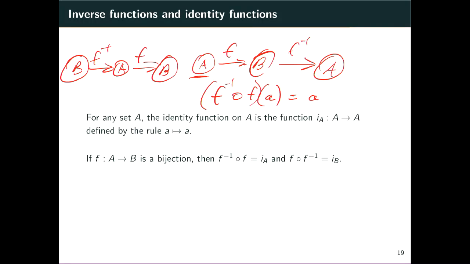Then if we have an element inside of B, we can apply F inverse to it. And then we can apply F to it after that. And this is just going to be equal to B. That's just explaining why this one is the identity on A and this one is the identity on B.